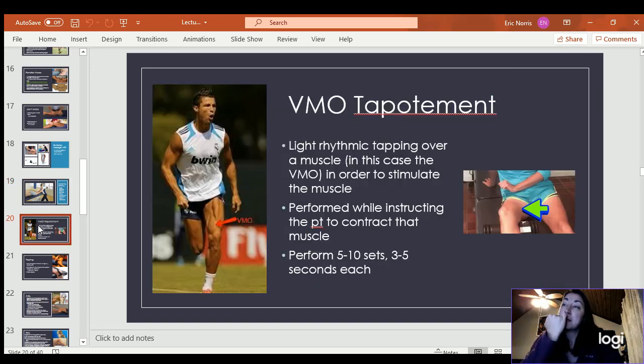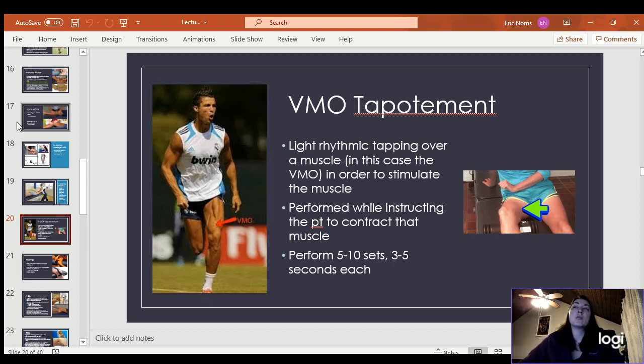VMO tapping. So remember I talked about sometimes the VMO has trouble waking up. So as they're doing quad sets or any straight leg raises, any strengthening of the VMO, tapping over that area can help give feedback and help activate that muscle. You can do it over any muscle, but specifically with the knee, we typically require some extra feedback in order to activate the VMO. So as they're doing the exercise you're leading them through, you're tapping over the VMO in order to stimulate that muscle.